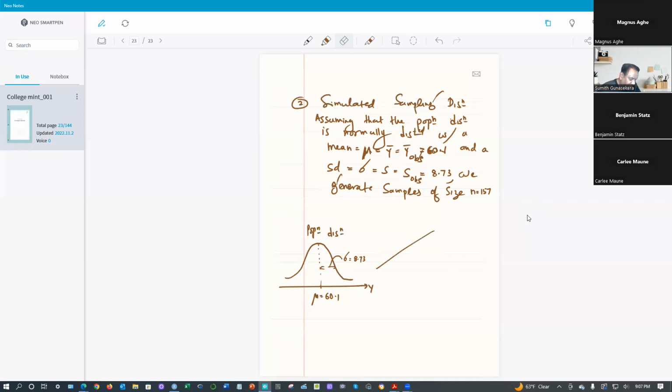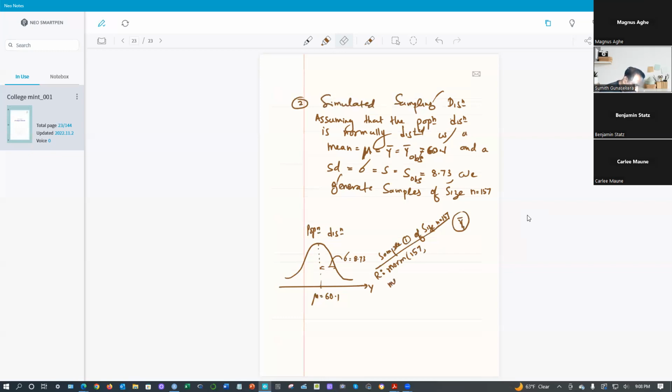From that one, I'm going to extract the first sample 1 of size n equals 157. I need that one, and I calculate the y bar the same way as last time, y bar 1. How do you do that in R? You go ahead and do this: rnorm. R is for random. Norm means normal. rnorm, how many? 157. Then you need the mean.